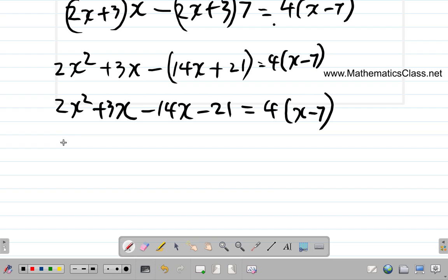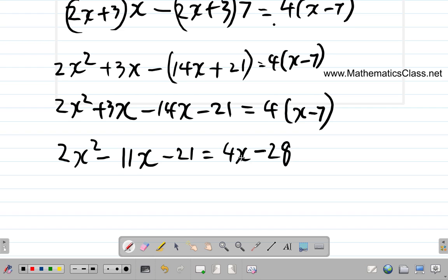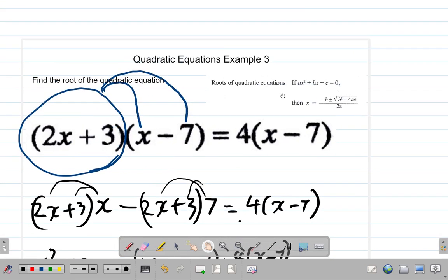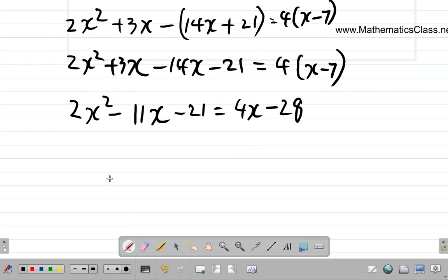So, let's simplify what you have on the left first. 2x squared plus 3x minus 14x will give us negative 11x, because 3 minus 14 is negative 11. Then minus 21 equals, we multiply the 4 by what we have in the bracket here. 4x minus 4 times 7 is 28. What we're going to do next is subtract each item on the right hand side, so we have equals 0, because we want it to look like the ax squared plus bx plus c equals 0 in the quadratic formula. So we have 2x squared minus 11x minus 21.